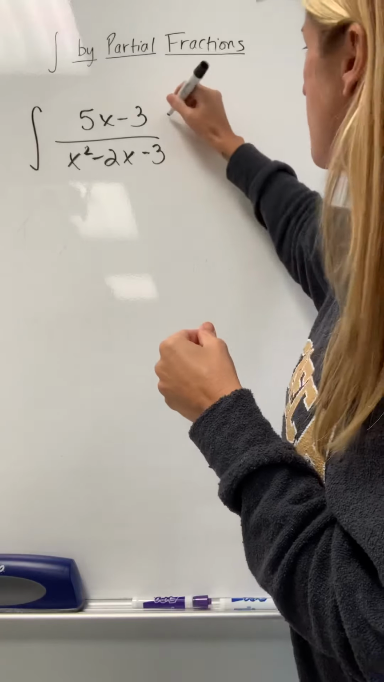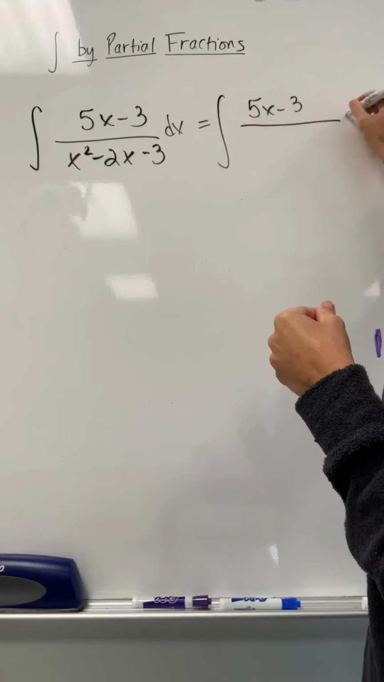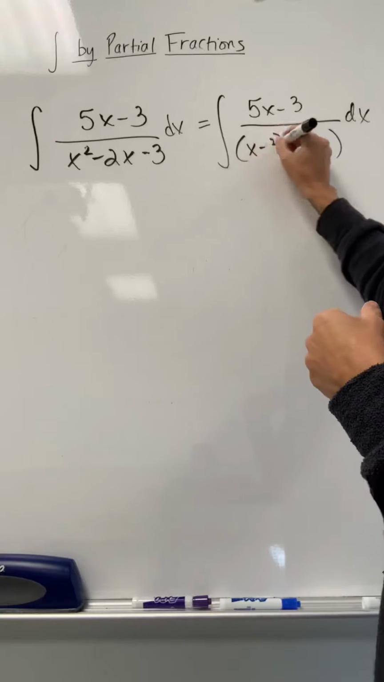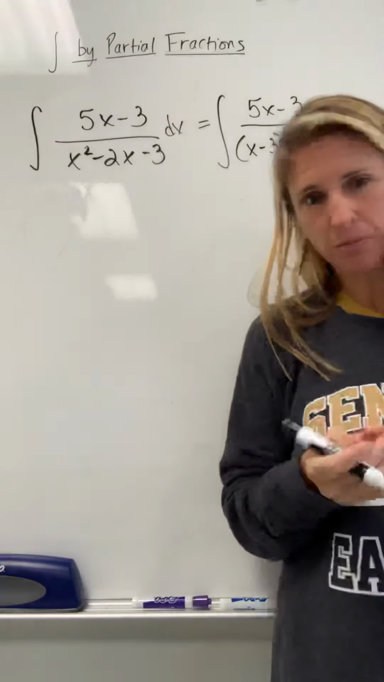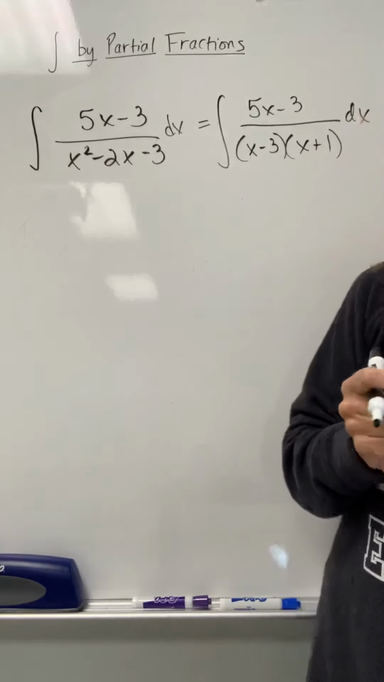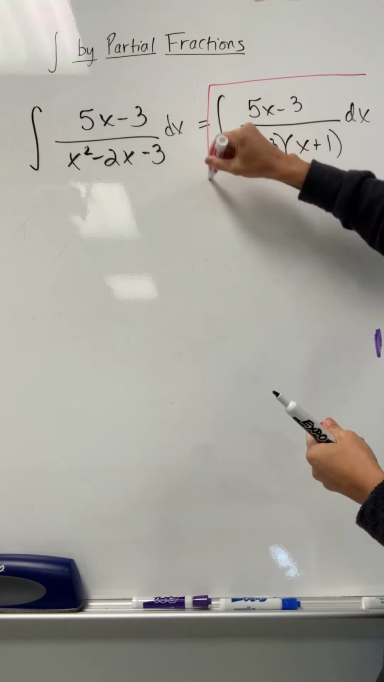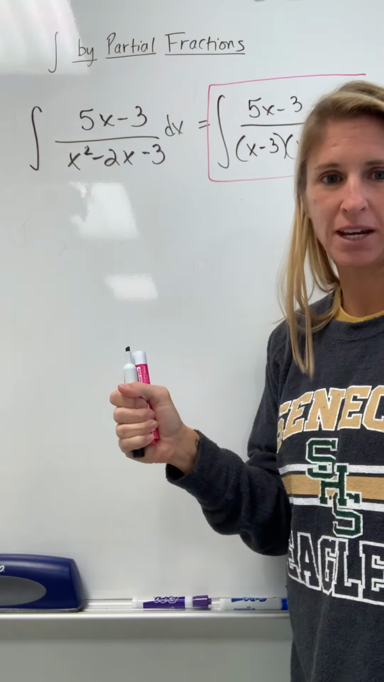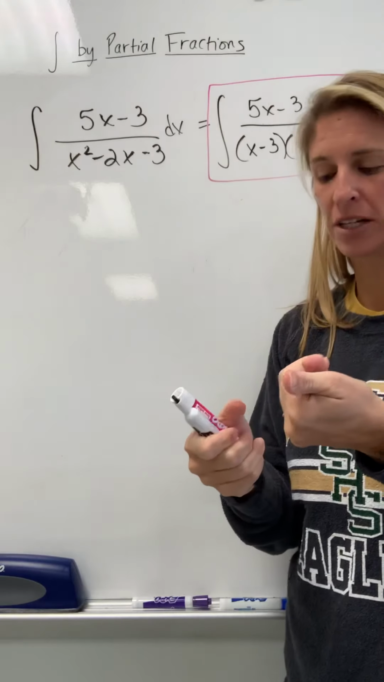So if I look at this, does my bottom factor? Well, yeah, it does. This factors to x minus 3, x plus 1. So that's my first step to know, okay, this is a pretty good candidate for partial fractions. What I'm going to attempt to do is take the factored version of this problem and split apart the denominator so that it's written as something over x minus 3 plus something over x plus 1.